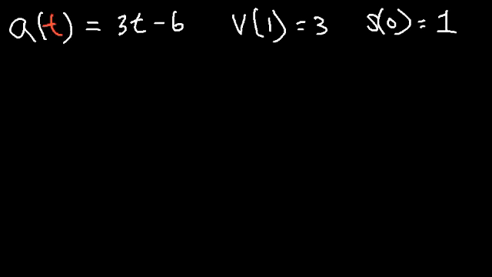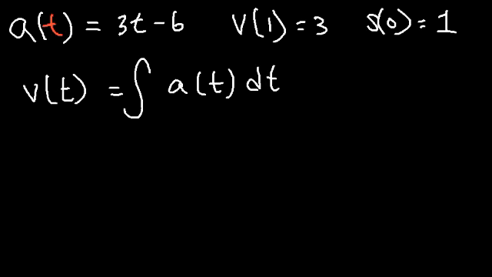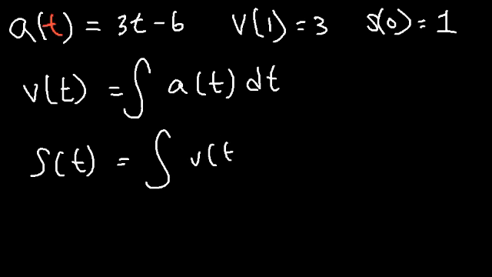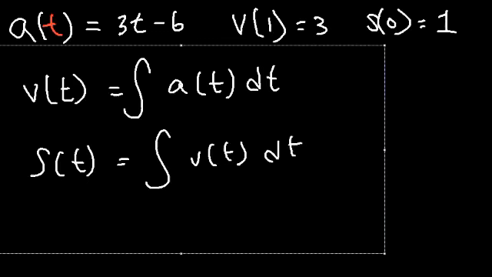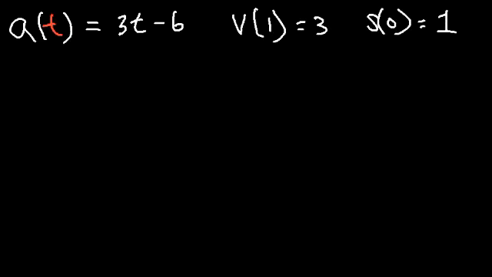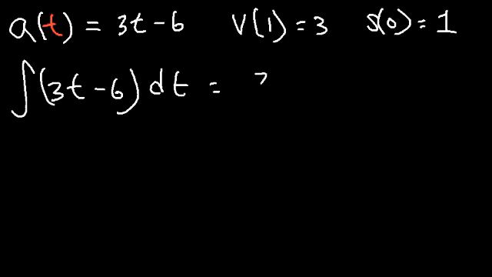So what you need to know is that the velocity function is the integration of the acceleration function, is the antiderivative. And the position function can be found by integrating the velocity function. So let's find the velocity function first. So we need to integrate 3t minus 6, let's not forget the dt expression. This is 3t squared over 2 minus 6t plus c.